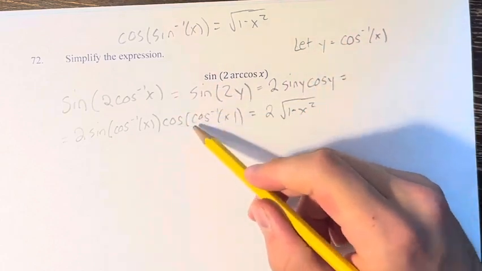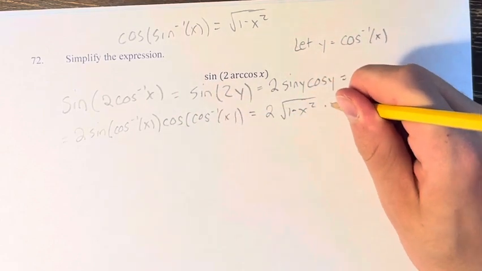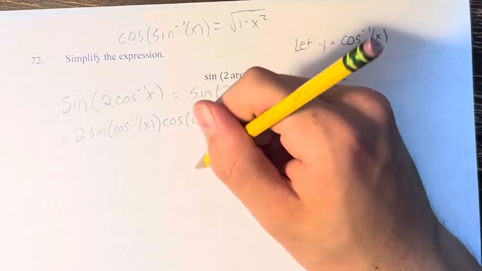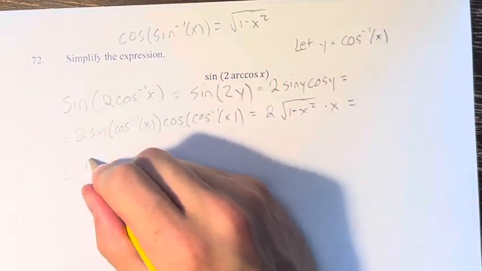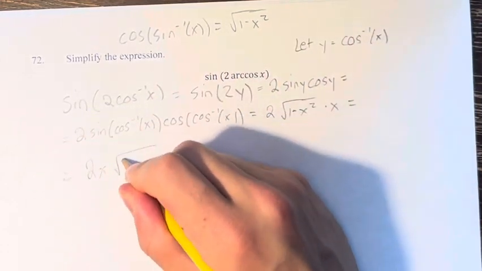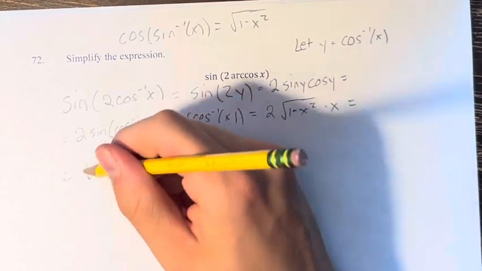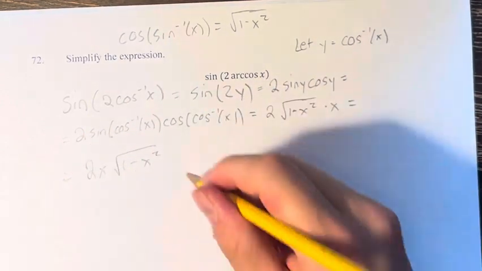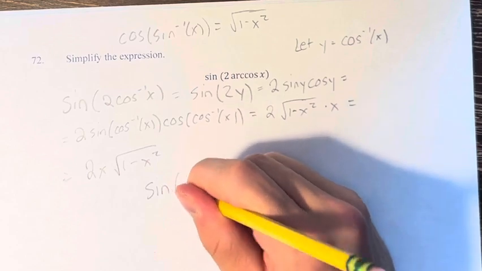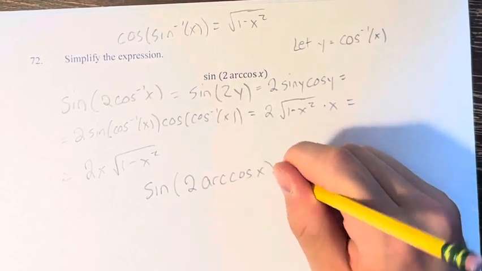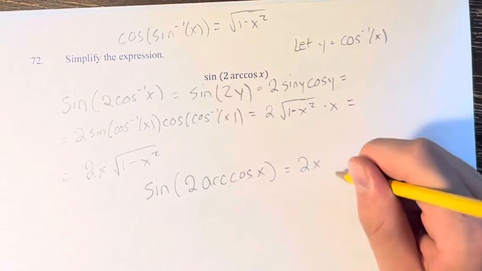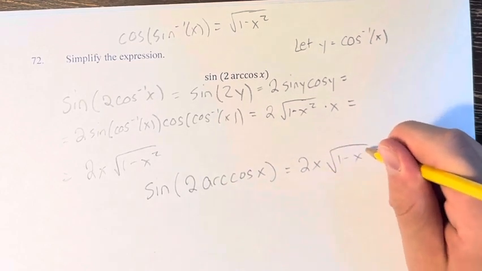And then cosine of cosine inverse of x is just x, right? The function of its inverse is just the thing itself. So this is equal to 2 times x times the square root of 1 minus x squared. This is your final function. So sine of 2 arc cos of x is equal to 2 times x times the square root of 1 minus x squared.